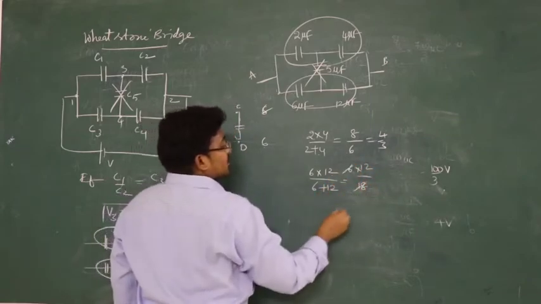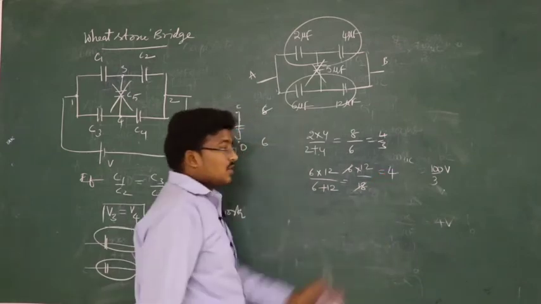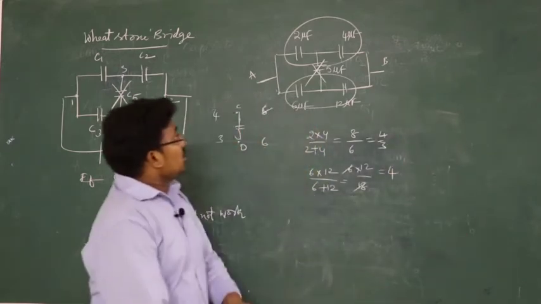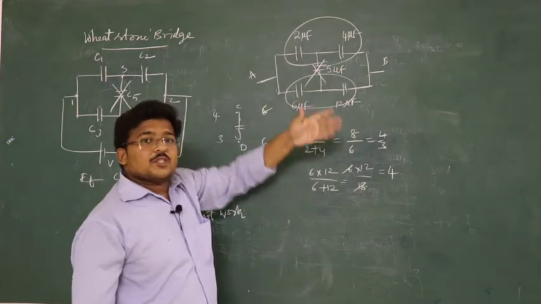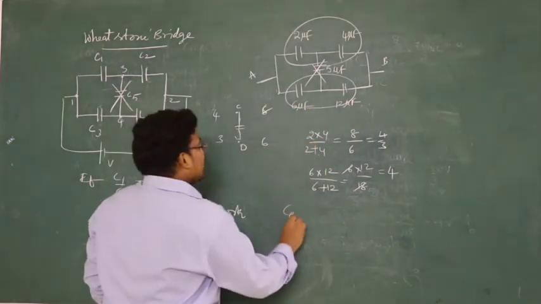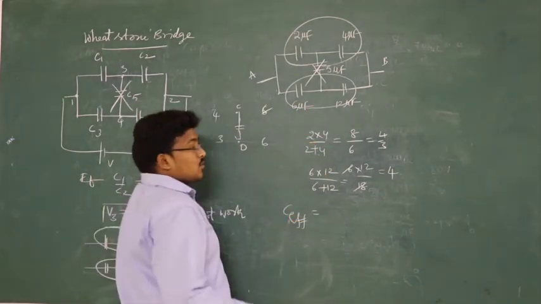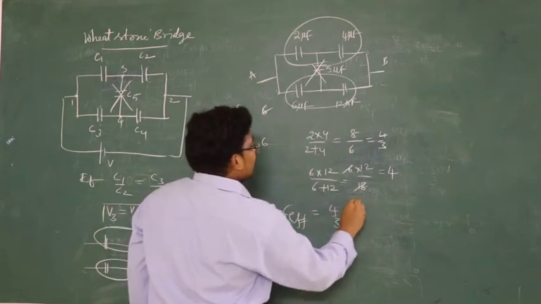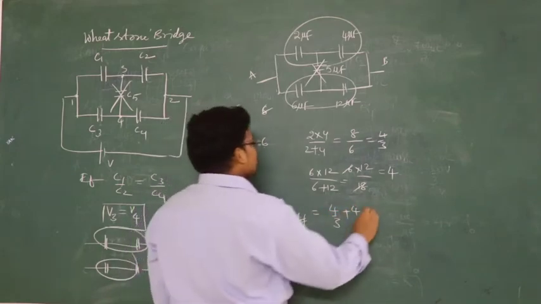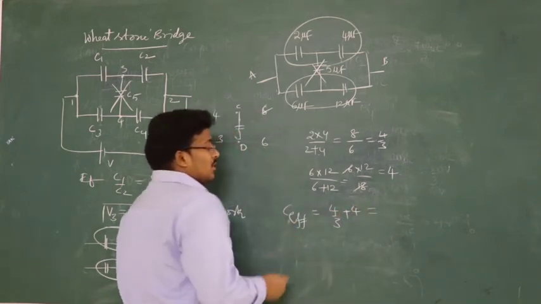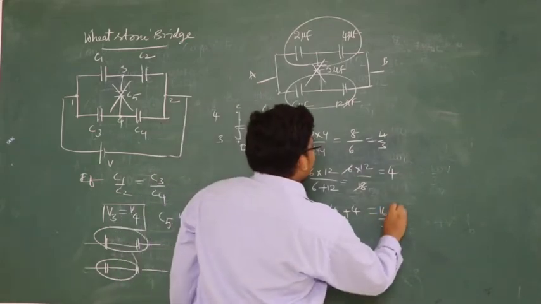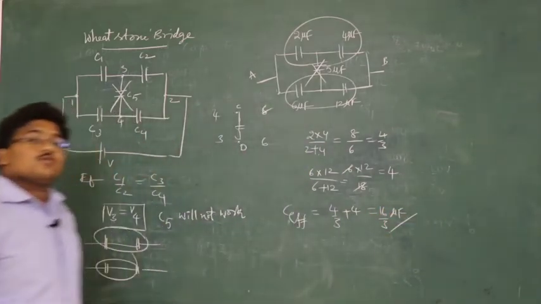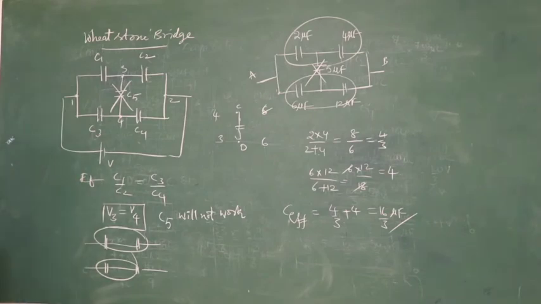Now 6 and 3 are in parallel, so it will be 4. Both of these are in parallel, and in parallel you can add the capacitors. So it is 4/3 plus 4. How much? You can take 4 out. It will be 16/3 microfarad. This is how to solve the effective capacitance for the Wheatstone bridge type.